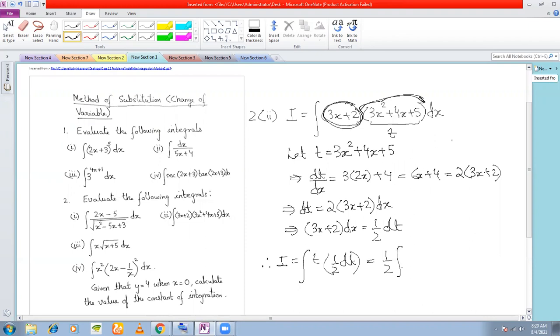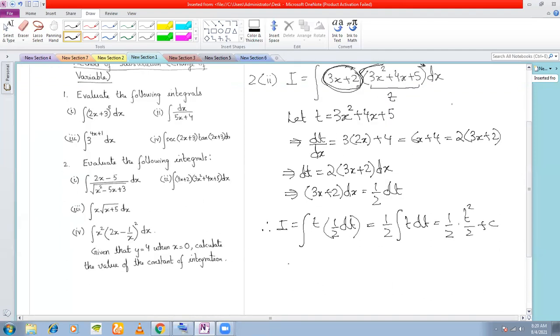I can take half out to get half integral t dt, which you will now get as half into t square by 2, which is equal to t square by 4 plus c. Now you put back the value of t, 3x square plus 4x plus 5, whole square, divided by 4 plus c. And that's your answer. Yes, the square is there, square of this plus c.